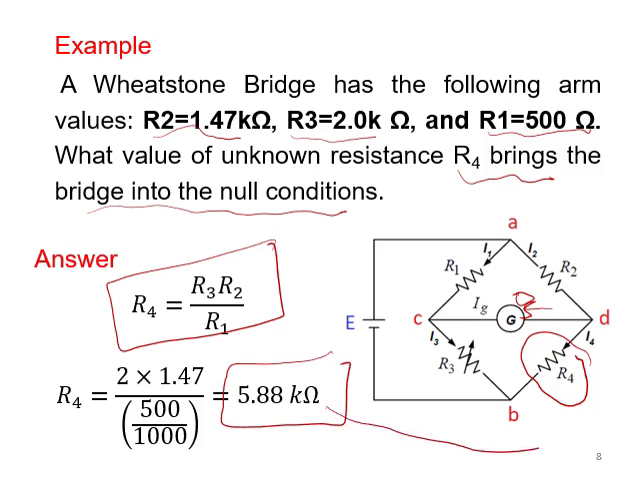That means if you put this resistor here, you are going to get the value of the current equal to 0. What is the reason behind this calculation? It is getting the value of R4.